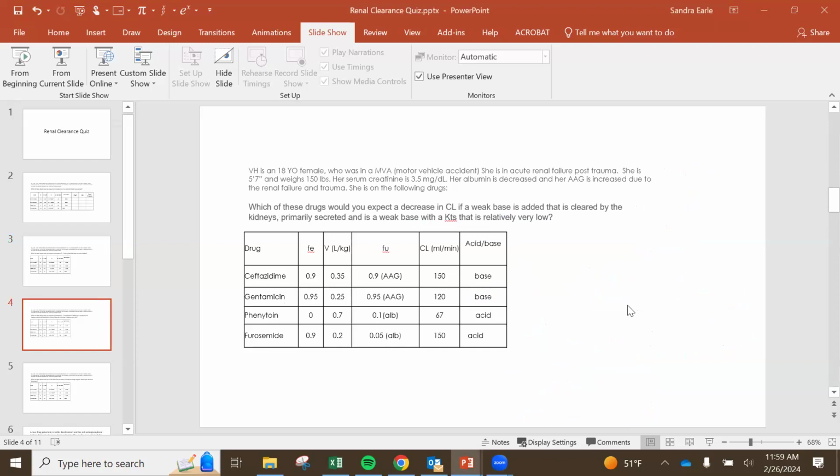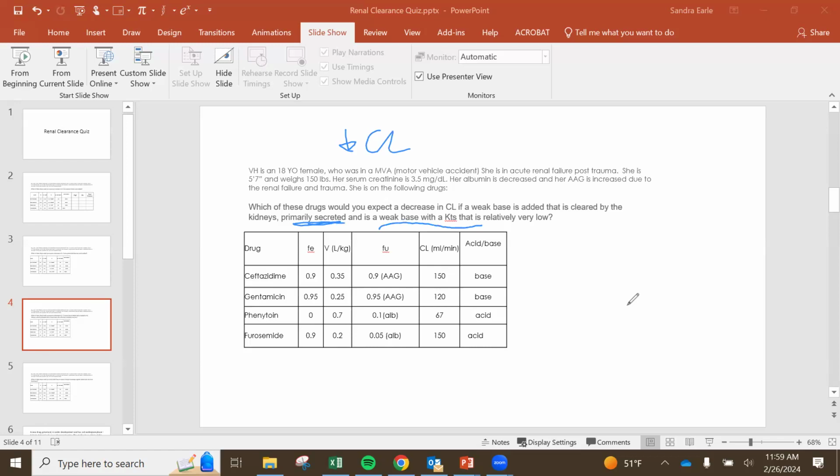We're going to go to the next one. Which one of these drugs would you expect a decrease in clearance if a weak base is added that is cleared by the kidneys, primarily secreted, and is a weak base? So let's take each of those step by step. Okay. So which of these drugs would affect a decrease in clearance if a weak base is added that is cleared by the kidneys, primarily secreted, and is a weak base?